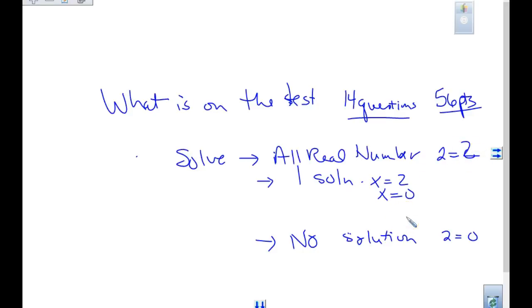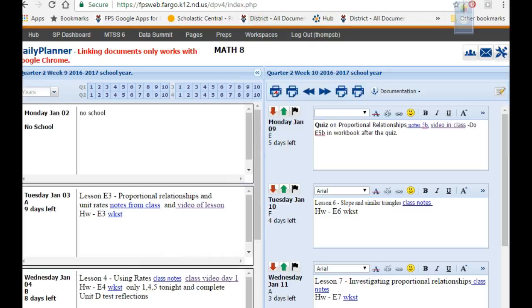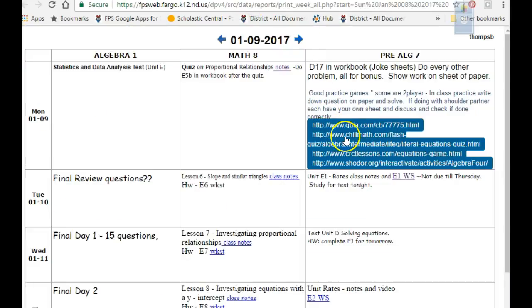So, checking things over, going back. Right now, I'm going to show you on the daily planner. When you take a look at the daily planner, you see these different good practice activities I attached. Some are 2-player games where you have to write down the class or write down the question. You can do it with a partner. You can do it on your own.